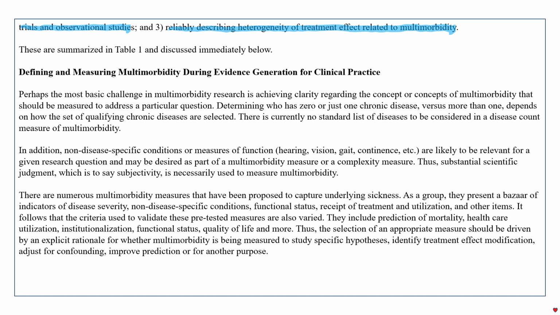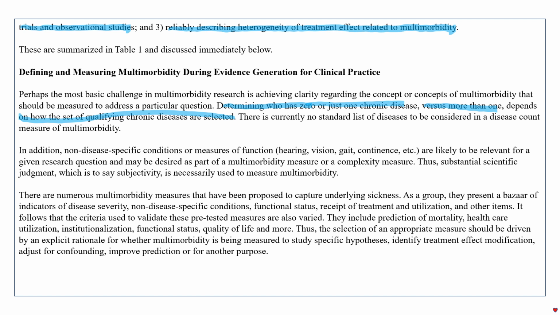Defining and measuring multimorbidity during evidence generation for clinical practice. Perhaps the most basic challenge in multimorbidity research is achieving clarity regarding the concept or concepts of multimorbidity that should be measured to address a particular question. Determining who has zero or just one chronic disease versus more than one depends on how the set of qualified chronic diseases are selected.